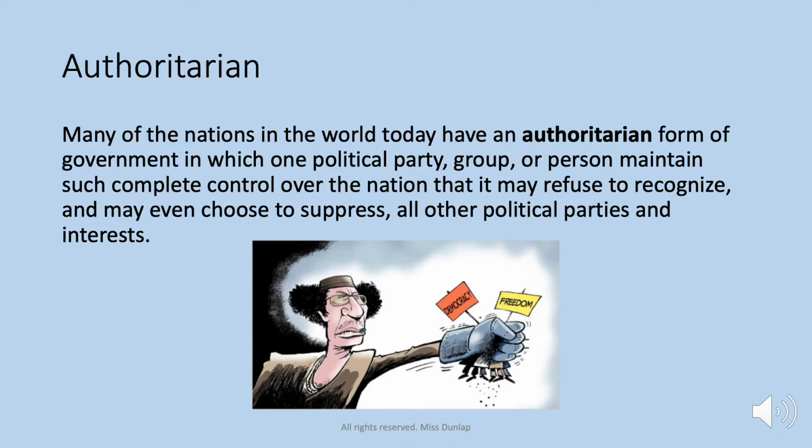The next form of government is authoritarian. Many of the nations in the world today have an authoritarian form of government in which one political party, group, or person maintains such complete control over the nation that it may refuse to recognize and may even suppress all other political parties and interests.